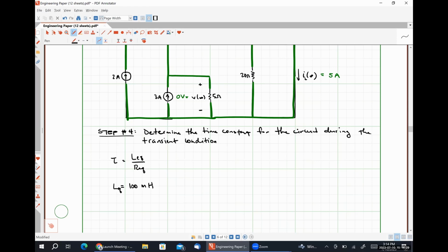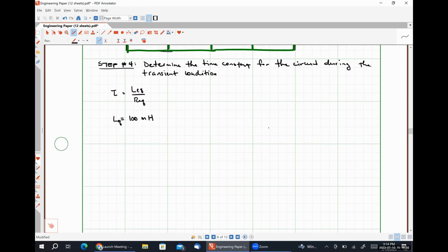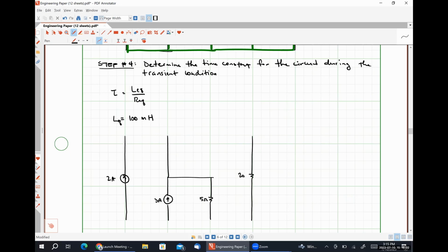So now we have to find REQ. I'm going to do exactly what I did in our last problem. I'm going to redraw the circuit during the transient condition. So here's our 2 amp source. Here's our 3 amp source. My switch is closed during the transient condition. Here's my 5 ohm resistor. Here's my 20 ohm resistor. And then out over here on the right, I have my inductor.